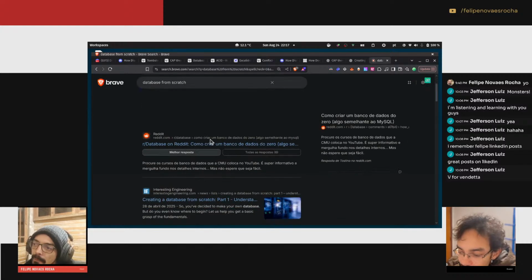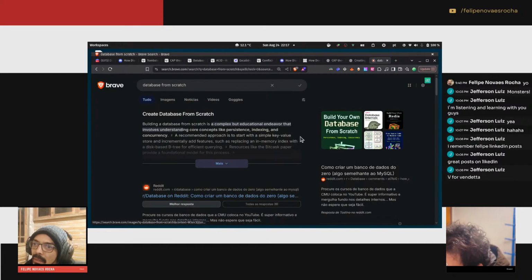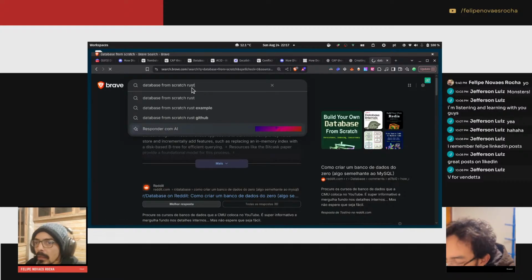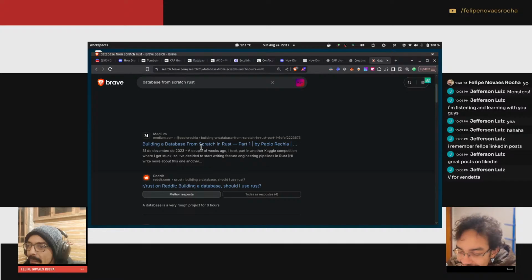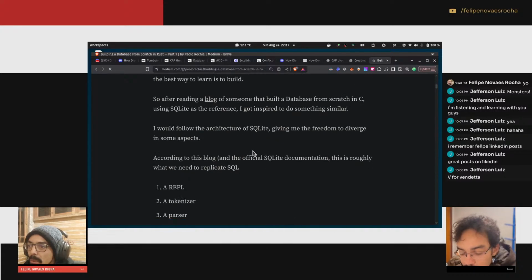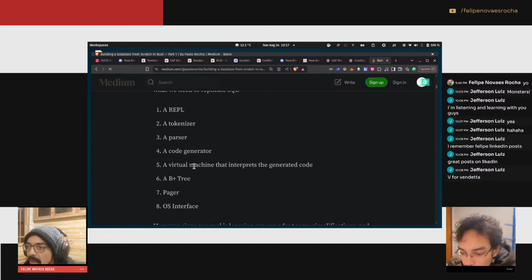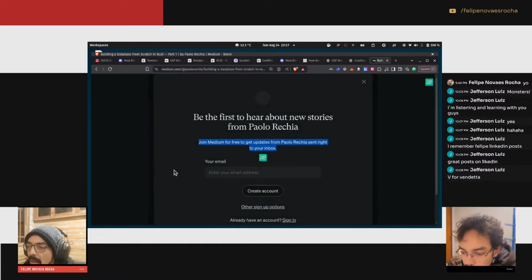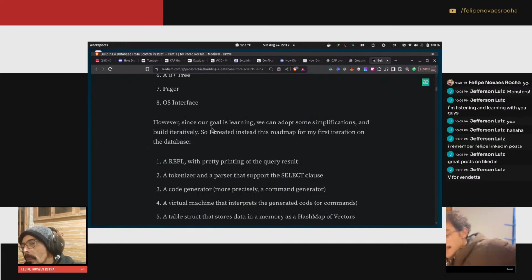Yeah. Database from scratch. Oh, you will have a book for that. Yeah, probably they have a lot. Build your own database. I think this book is on C. I have 100%. Here, that should be something we can follow. Build a database from scratch in Rust. That should be beautiful to do. So we're gonna build a REPL, tokenizer, a parser, code generator, a B-tree, and B plus pager, OS interface.